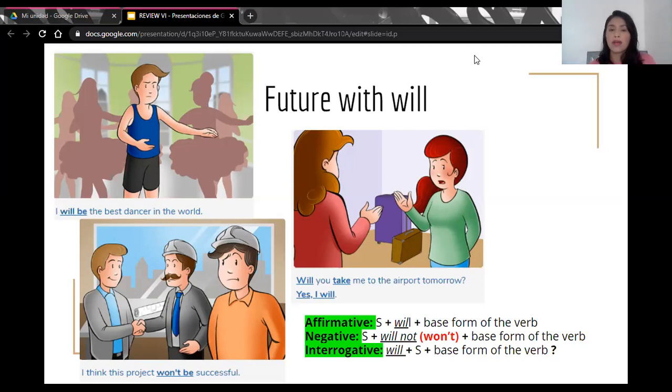For example, let's say that instead of saying, will you take me to the airport tomorrow, it says, when will you take me to the airport tomorrow? Or at what time will you take me to the airport tomorrow? And then the answer is going to be a little bit more specific. But as you could see, I didn't change anything in the structure. I just added the WH question at the beginning of it. Okay? Questions about when to use will or how to use will?